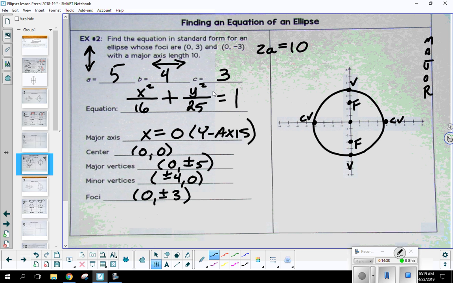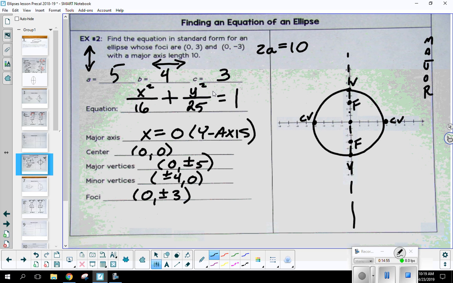Okay. And then, of course, we have my major axis running vertically through that. Now, of course, the major axis is a line segment that stops there. We were just asked for the equation of it. So, okay. Any questions? Anybody have a hard time with that?